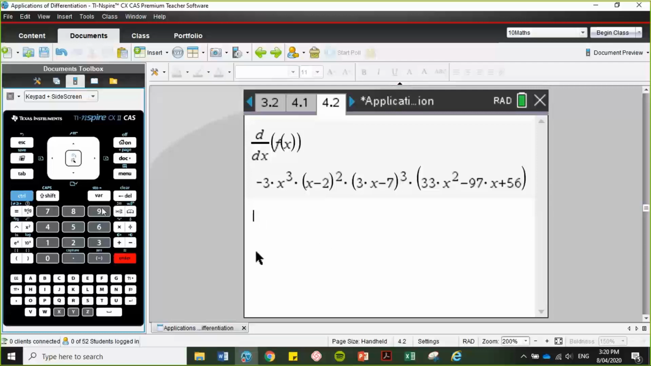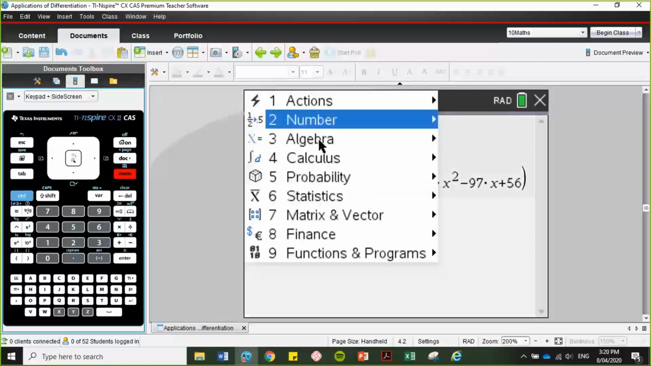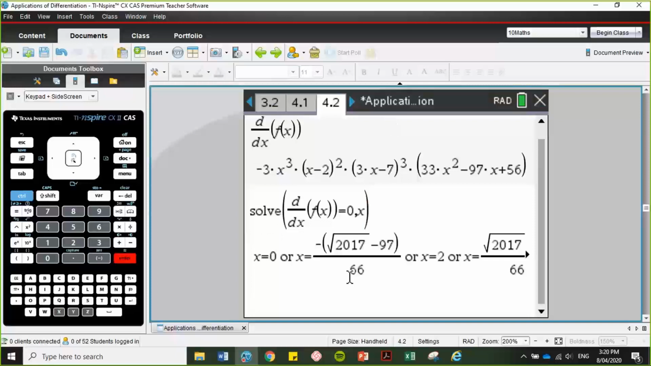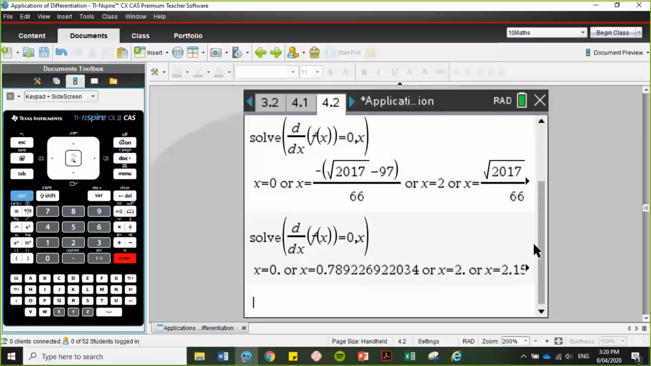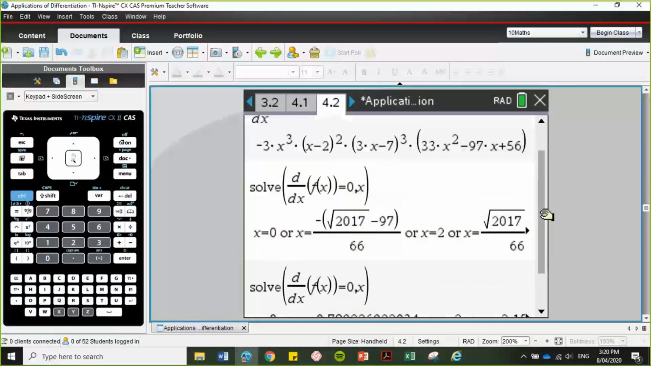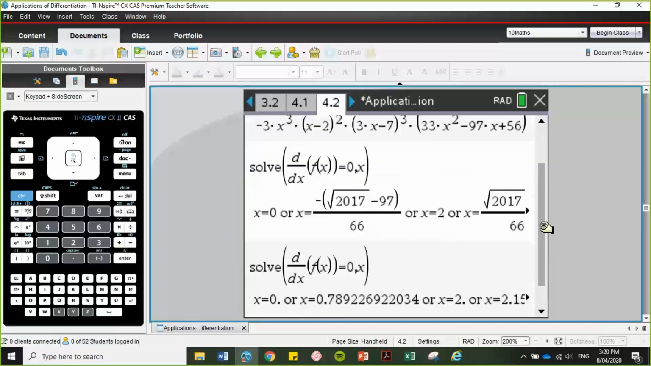We can use the solve menu, 3(1) is our shortcut. Solve where our derivative is equal to 0 for x. And what we're getting here is our stationary points as exact values, which of course, if we press Control-Enter, we can see as decimals. Now, this is a great example of why we could possibly use the zeros command instead of the solve function. So what we can see here is a list.